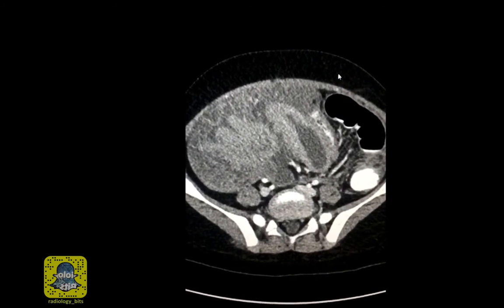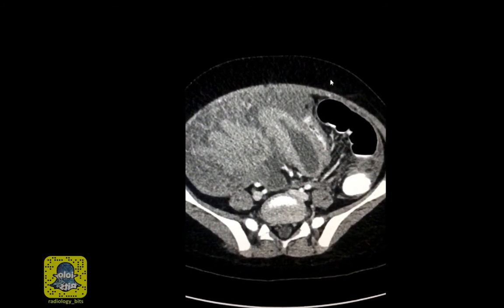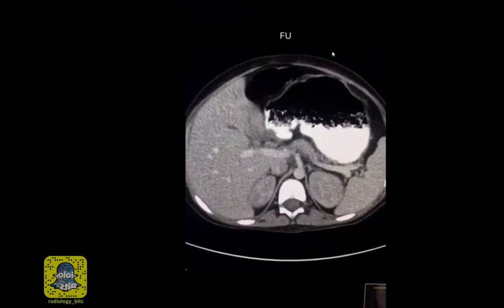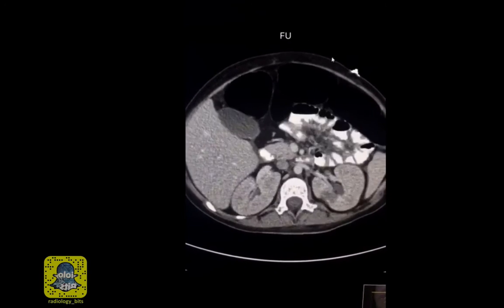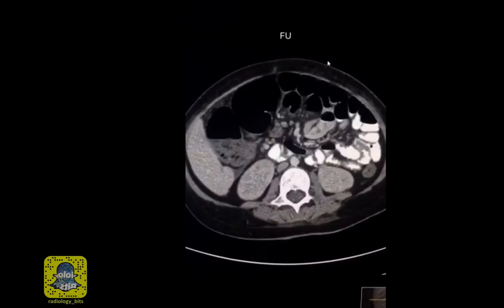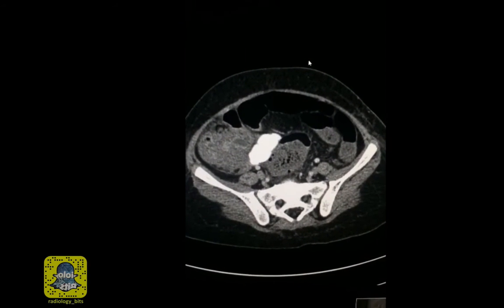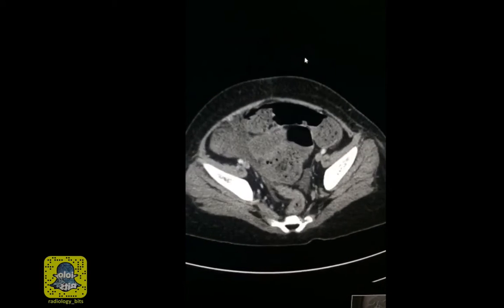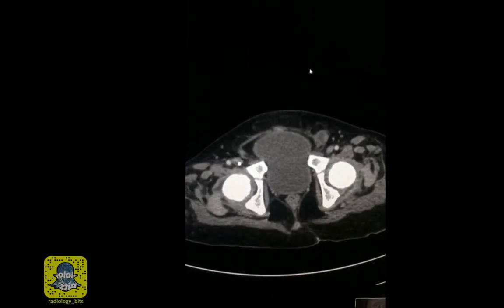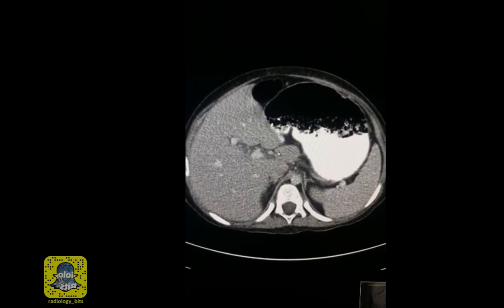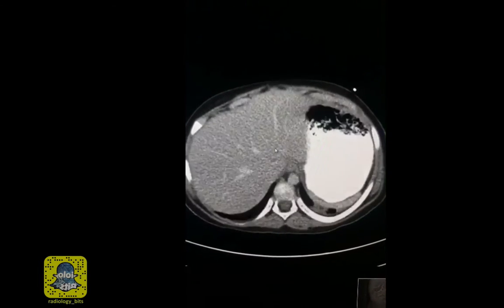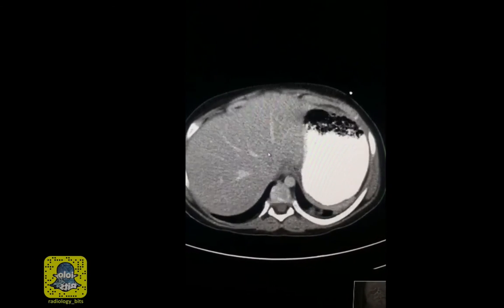The story does not end here. Let's look at the follow-up CT. So this is the follow-up CT about 20 days from the initial scan. And as mentioned, this is after receiving chemotherapy. You see here there is a remarkable response to treatment, which is not surprising with most lymphomas.